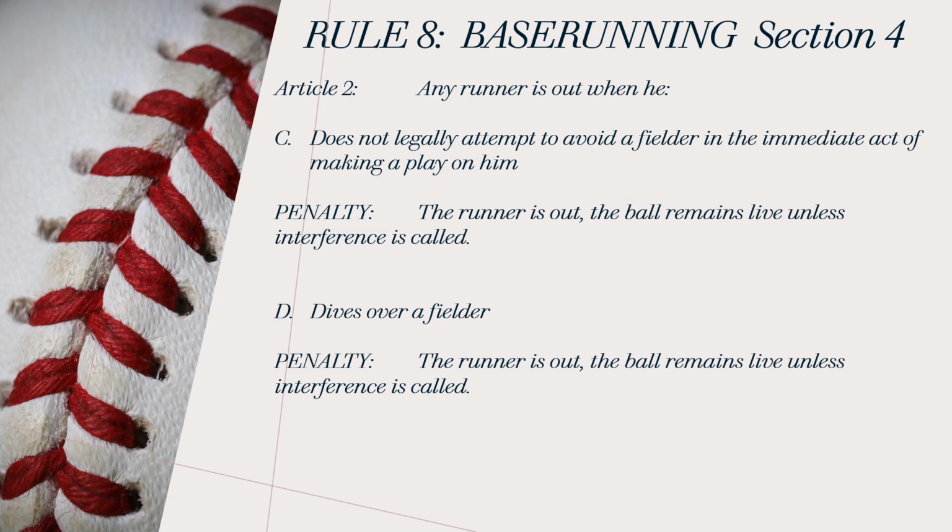And then Section 4, Article 2 continues to state, any runner is out when he does not legally attempt to avoid a fielder in the immediate act of making a play on him. The penalty, the runner is out, the ball remains live unless interference is called. And then letter D is following up on that statement earlier about diving is illegal. If any runner is out when he dives over a fielder, the penalty there, the runner is out, and again the ball remains live unless interference is called.